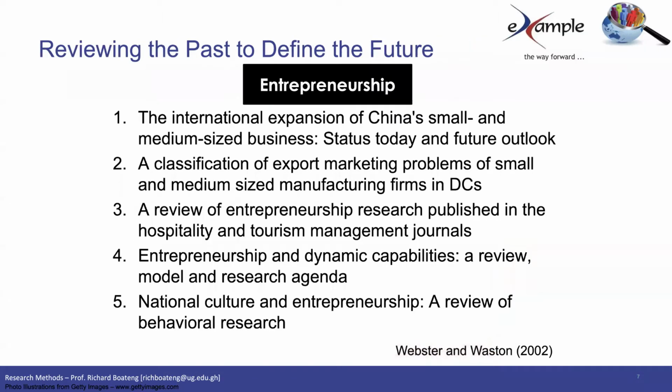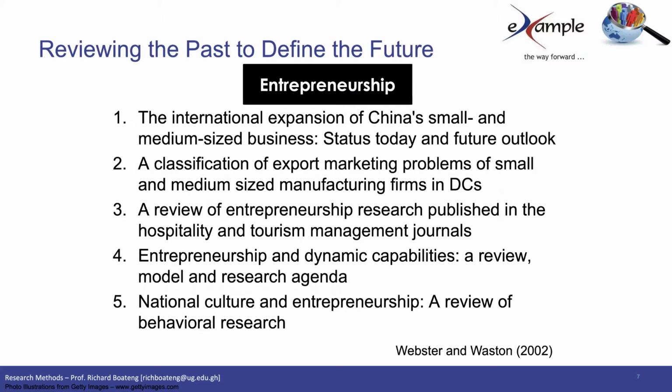Okay, so there are several types of reviews that exist online now. If you go to entrepreneurship, you can find international expansion of China's small and medium-sized businesses, status today and future outlook. So this is how they stated it. What is he looking at? China's small business. So the target is internationalization, international expansion. A classification of export marketing problems of small. So somebody can focus on a sub-theme, export marketing problems of SMEs in manufacturing firms. So this was even looking specifically at a particular group, manufacturing firms.